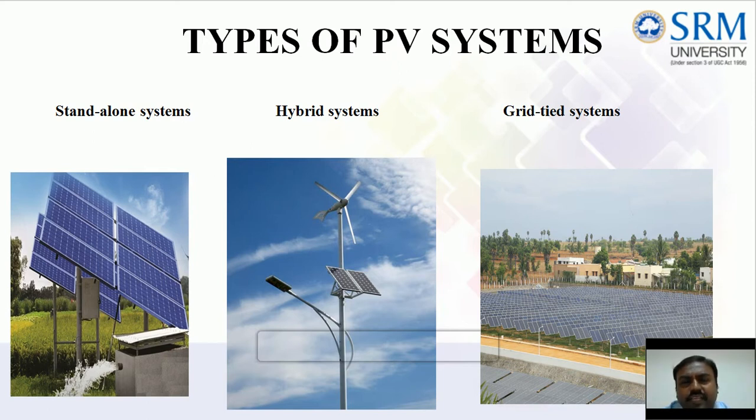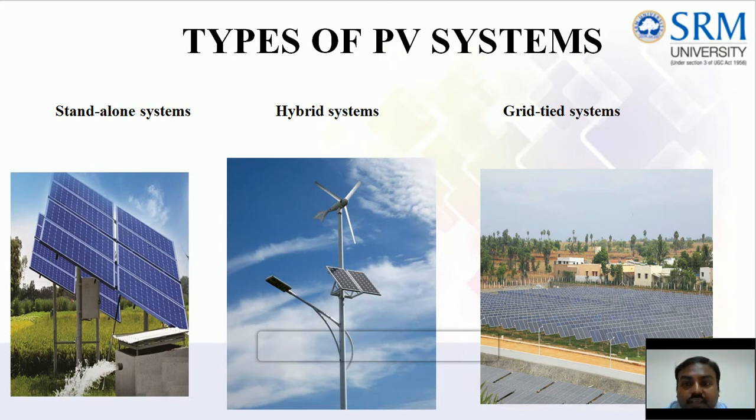Another good example of a standalone system is a traffic light controller which has a PV and a battery, and it feeds power to the LED lamps. So there is no connection with the grid utility. That's why it is called a standalone system.